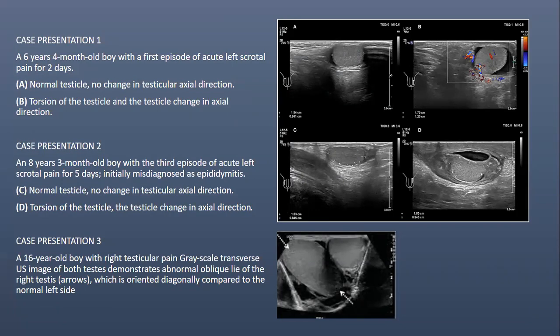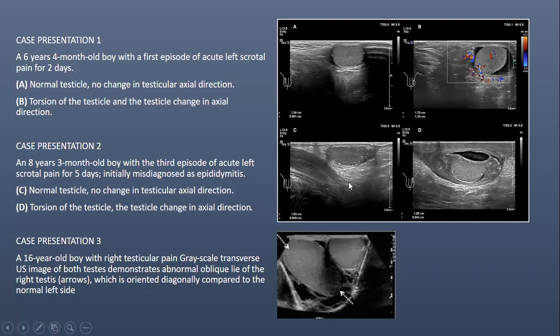Then torsion of the testicle on the other side, you can see that the orientation of the testis has become a bit inclined, a bit oblique. I don't know if you're noticing that on the right. That is the first two images. So the next image was for a 3 months old boy with the third episode of acute left scrotal pain for 5 days.